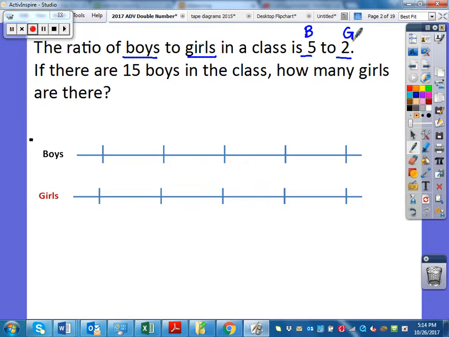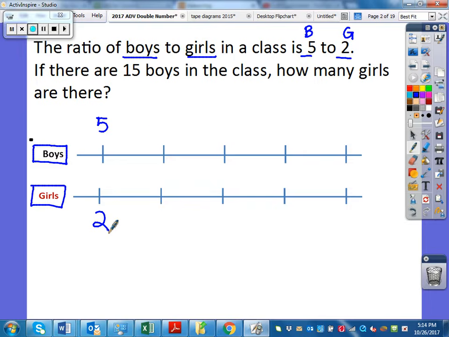Now the very first step with making a double number line is you have to label the two things you're comparing. So for this problem, I'm comparing the boys to the girls. Make sure that you always label your two number lines. Next, I'm going to write the initial ratio that was given to me. It says for every 5 boys, there are 2 girls. So I started by labeling the 5 on the top and the 2 on the bottom.